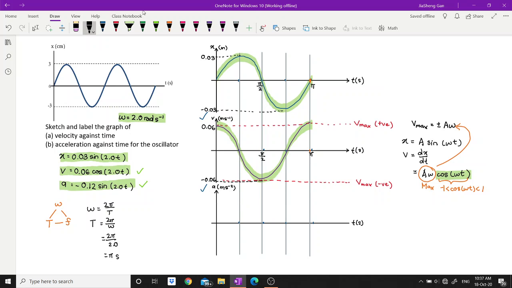Okay, so next thing is the acceleration against time graph. Acceleration against time graph, as you can see here, has a negative sign, so be careful about it. So it's in the shape of a sine graph, but it's negative. So if it's negative, it probably looks something like this.